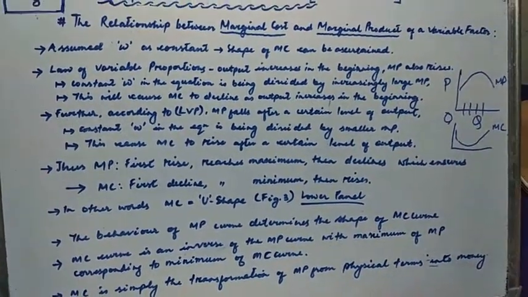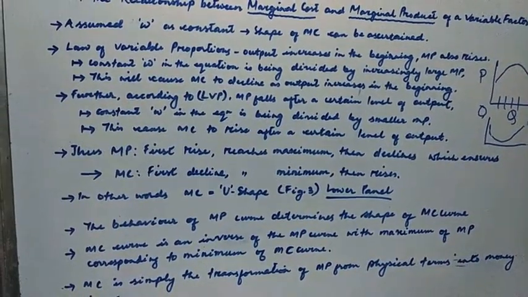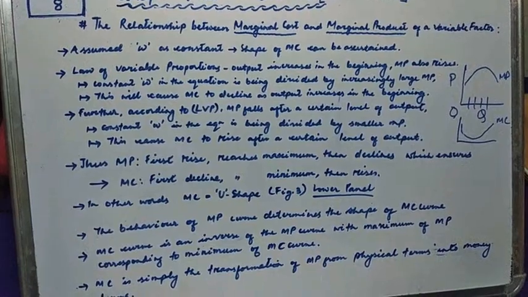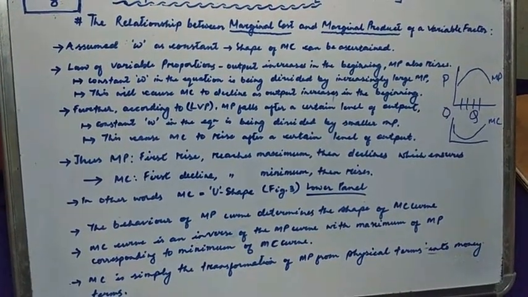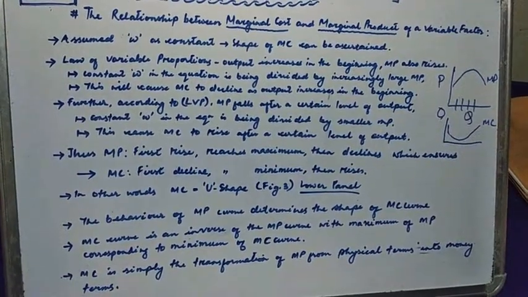So those are the three points that you have to keep in mind after analyzing the marginal cost. That is the relationship between marginal cost and marginal product of a variable factor, and you have to keep in mind that they vary inversely.